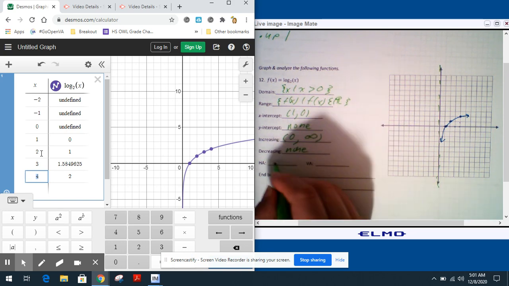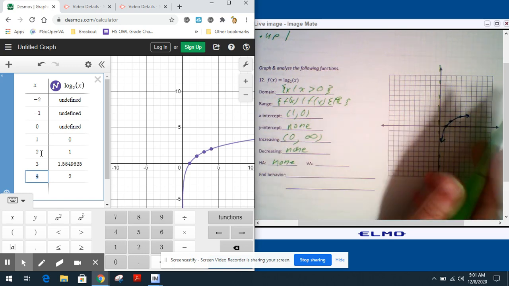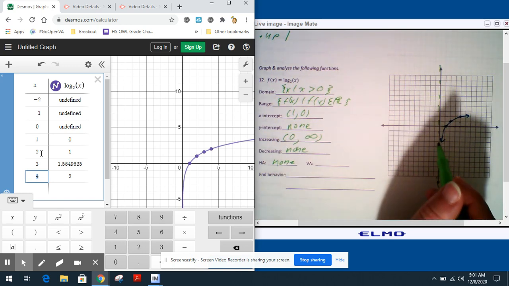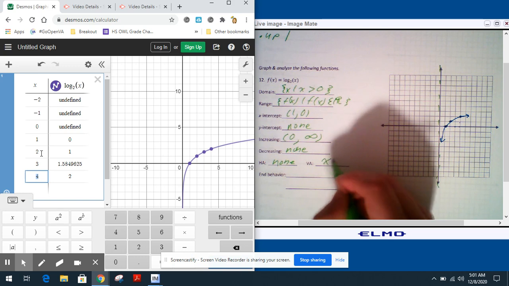My horizontal, I don't have a horizontal asymptote. I can go up forever, I can go down forever. However, I do have a vertical asymptote at 0. So that's going to be x equals 0.